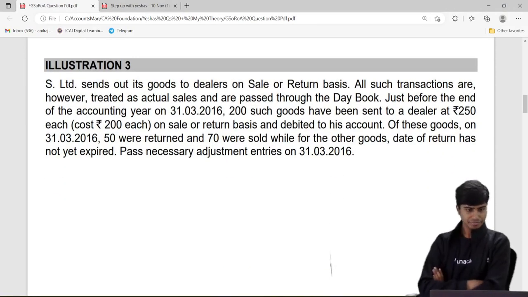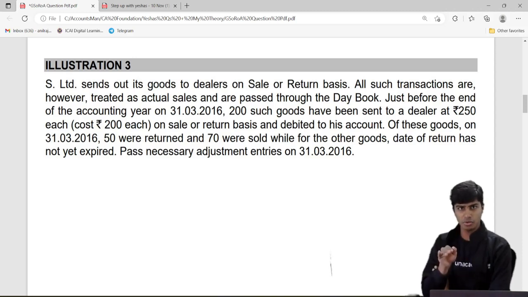Let's start reading. S Limited sends out its goods to dealers on sale or return basis. That's pretty much expected. All such transactions are however treated as actual sales. Very optimistic. Are passed through day book. Definitely. That's the place where you pass now. Just before the end of the accounting year, 31st of March 2016.